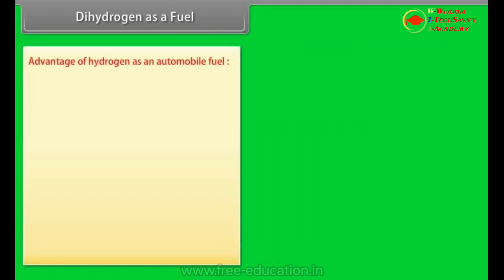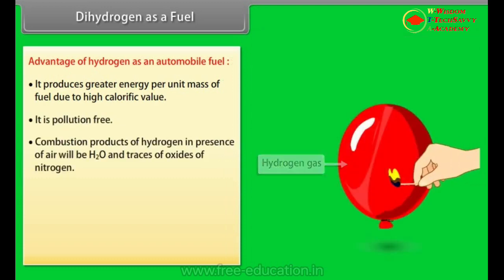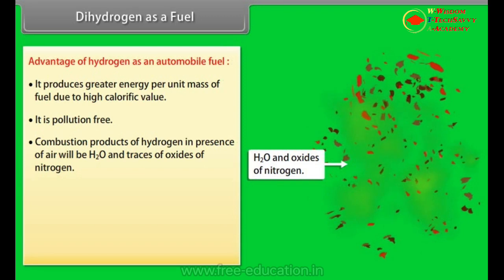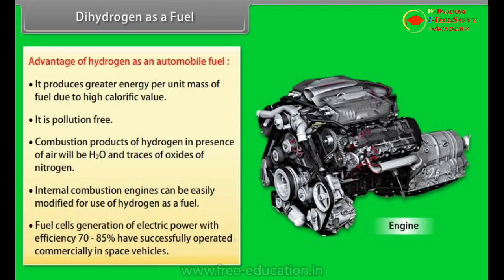Advantages of hydrogen as an automobile fuel. It produces greater energy per unit mass of fuel due to high calorific value. It is pollution-free. Combustion products of hydrogen in presence of air will be H2O and traces of oxides of nitrogen. Internal combustion engines can be easily modified for use of hydrogen as a fuel. Fuel cells generating electric power with efficiency 70 to 85% have successfully operated commercially in space vehicles.